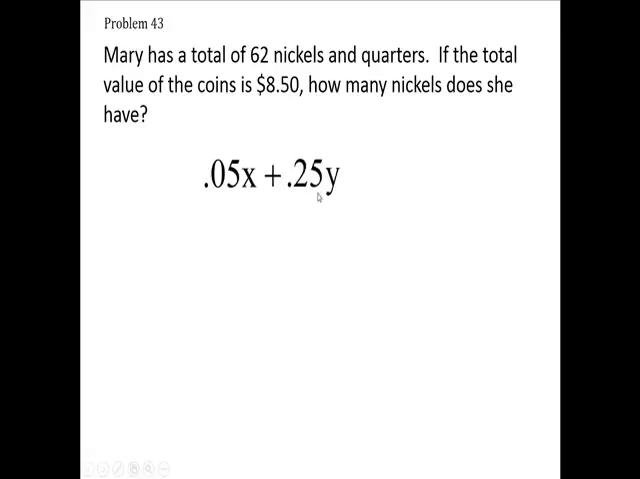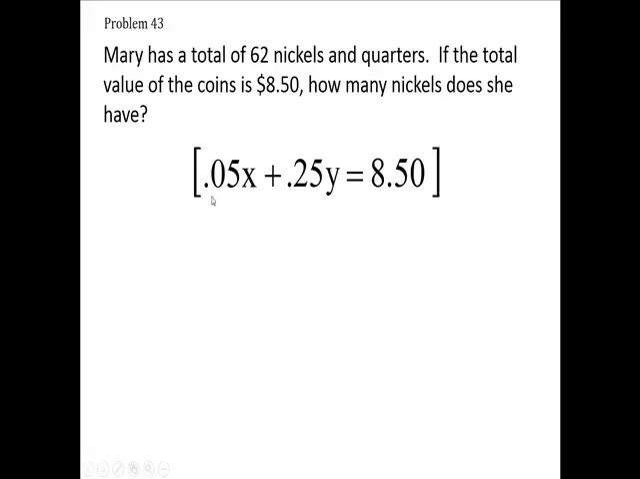0.25 times the number of quarters will be the worth of your quarters. 1 quarter, 25 cents. 2 quarters, 50 cents. 3 quarters, 75 cents. Each time we're taking 0.25 times the number of quarters. So we represent that as 0.25 times y. And then we have the grand total of $8.50. So this is your first equation.